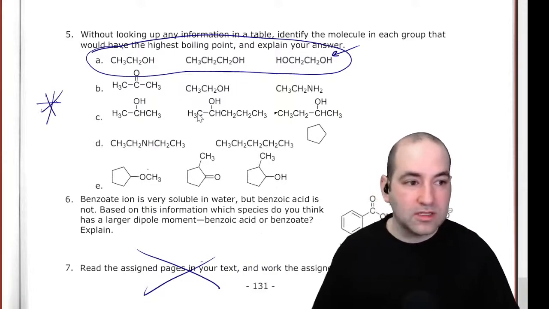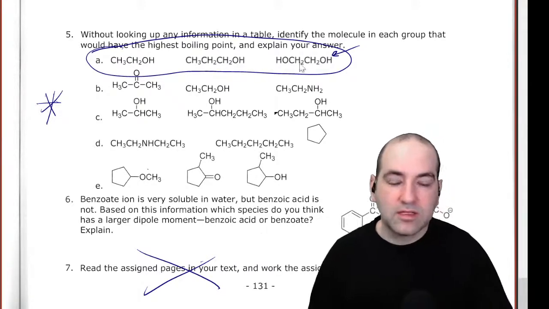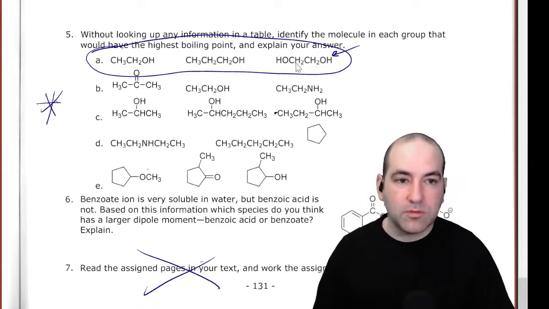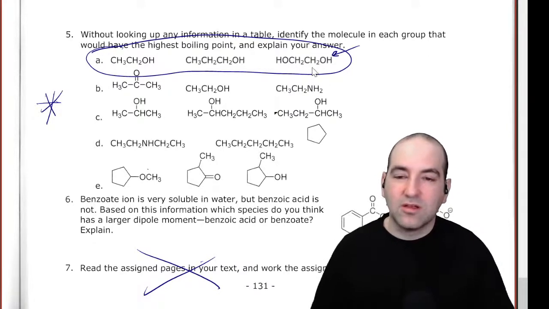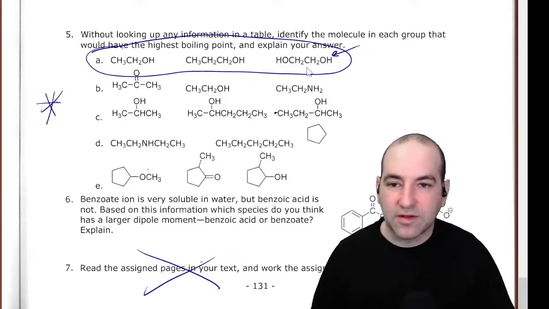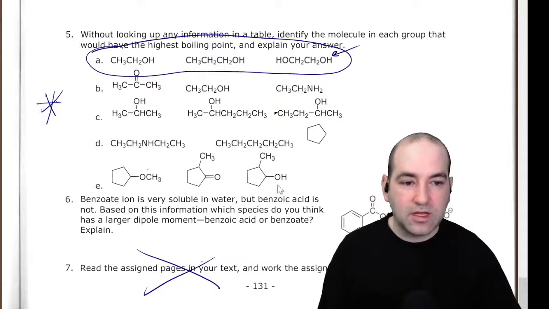And just for what these things are, the one on the left is ethanol, the one in the middle is propanol, and the one on the right is ethylene glycol, which is almost syrupy. It's quite a bit more viscous, and you can use it in your car for antifreeze and stuff like that. So it has a much higher boiling point and can withstand those radiator temperatures.